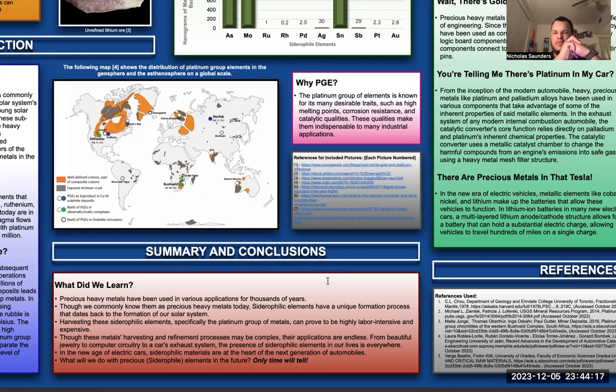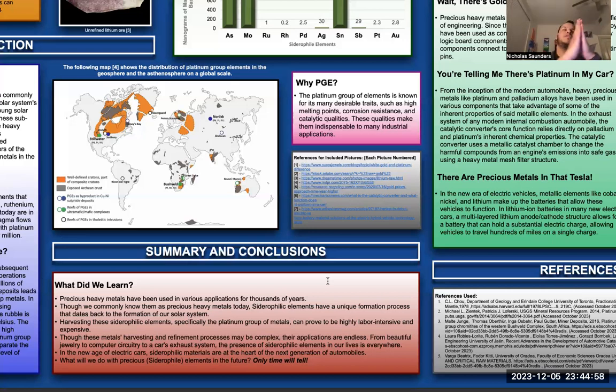Harvesting these metals, these siderophile elements, is hard, costly, labor intensive. Like I said, that means they're low in concentration. We're not going to have a lot of them, and they cost a lot. Though the harvesting methods are relatively hard, relatively complex, relatively labor intensive, their applications are endless. Like I said, jewelry to cars to computers to whatever. In the new age of electric cars, the siderophile elements underpin the foundation of the propulsion system. So they are very key in electric cars.